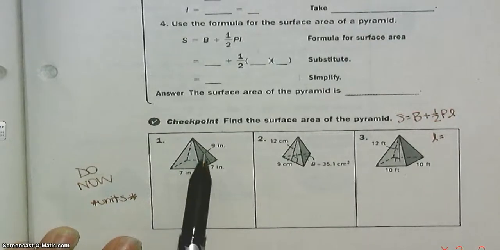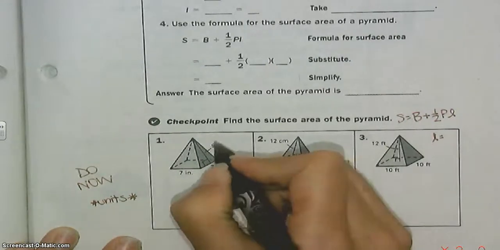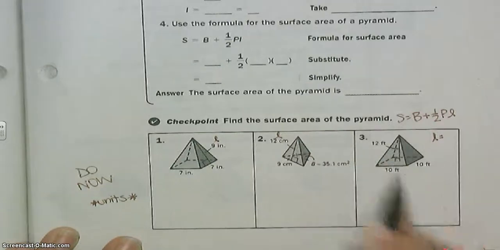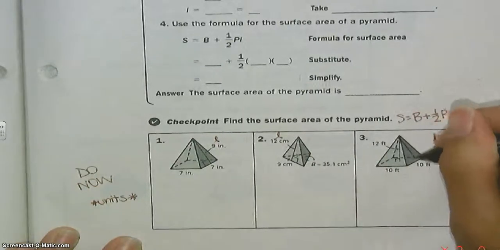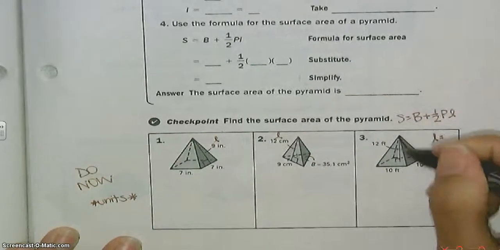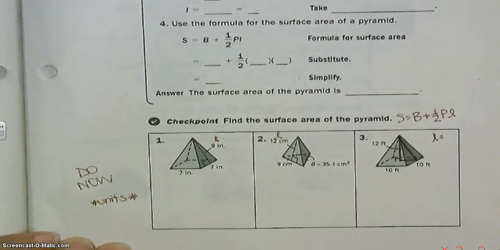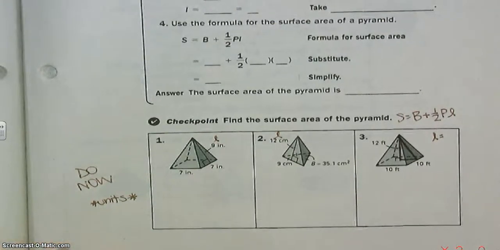And here it's nice, they already gave you L. Right, here's L. They already gave you L here. And this one you have to solve for L, right? L is going to be right here. So pull out that triangle. Figure out what L is going to be. And then plug it back into your formula.